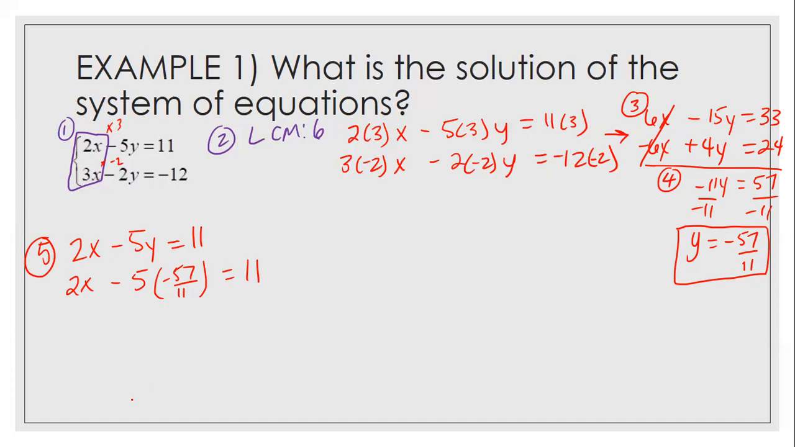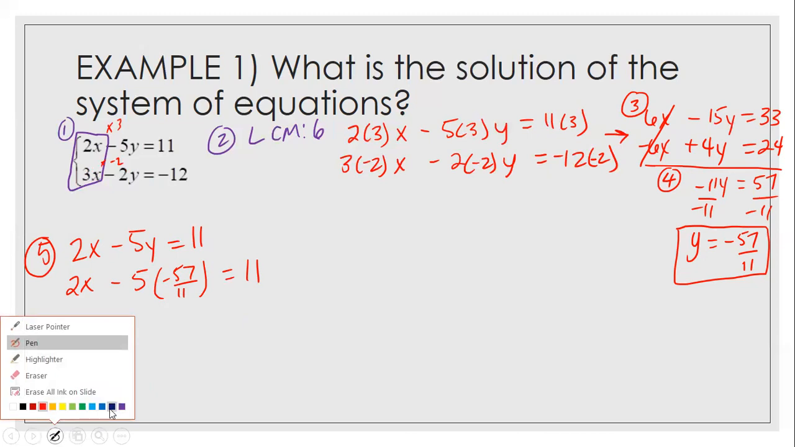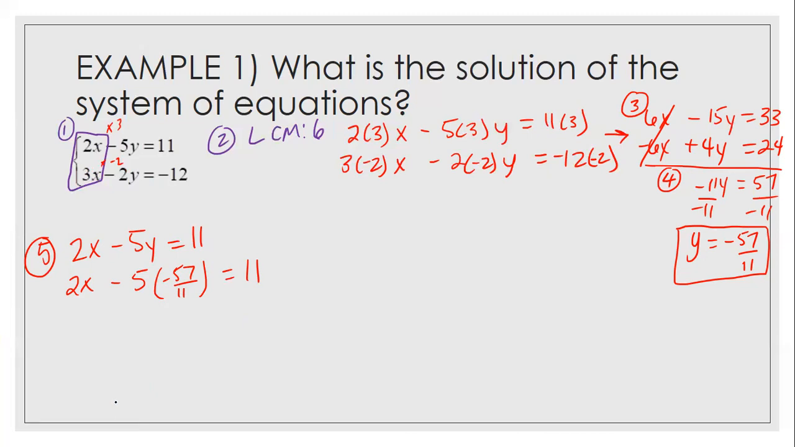Equals 11. Now, fractions. I know you guys freak out when you see fractions, but a fraction is just division, right? And what's the opposite of dividing by 11? Multiply by 11. So I can multiply every term by 11. And what happens is it eliminates the fraction. And now I'm working with 22x plus what's 57 times 5? 5, 3, 285 equals 121.